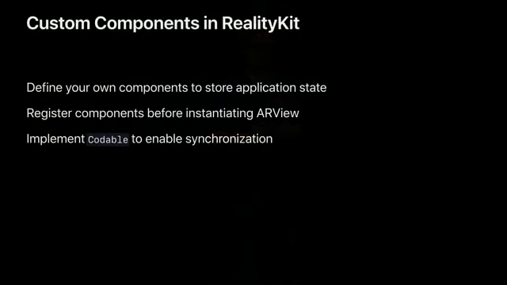So again, about custom components in RealityKit. They're really easy to set up. You define a struct. You register the components before you instantiate the AR view, and you comply with a Swift codable protocol. That provides all the information RealityKit needs to serialize your structure and send it across the network.